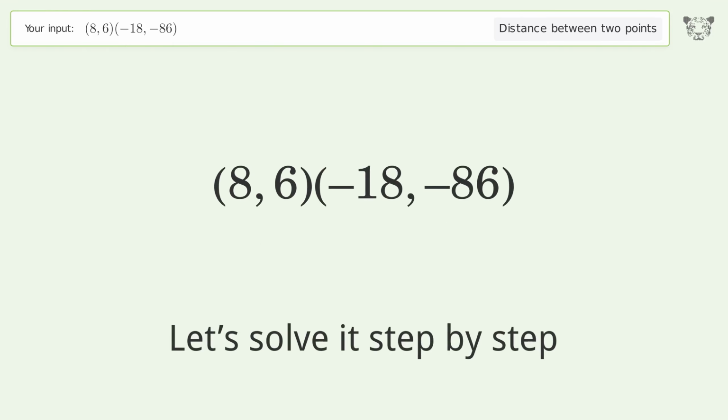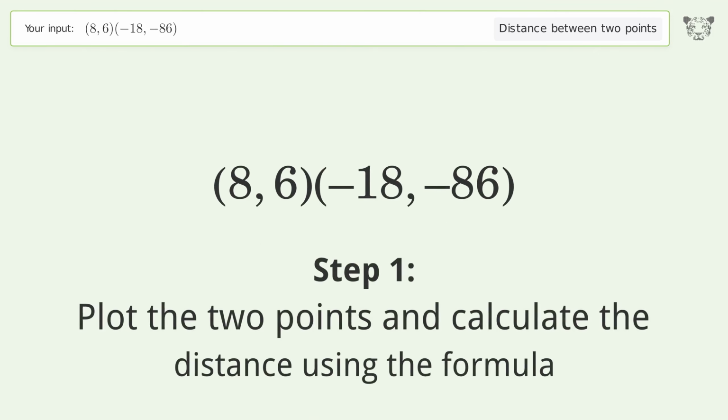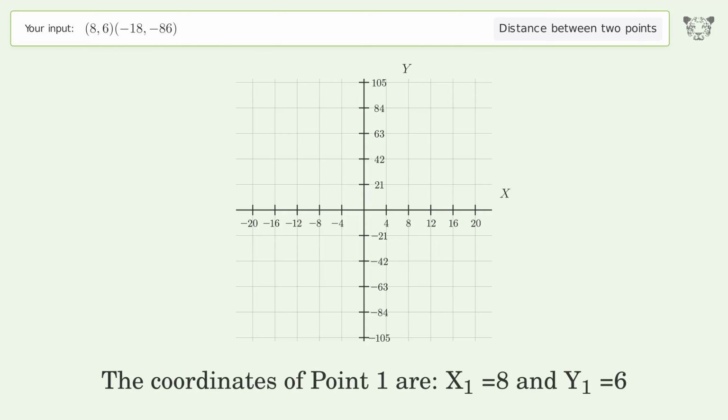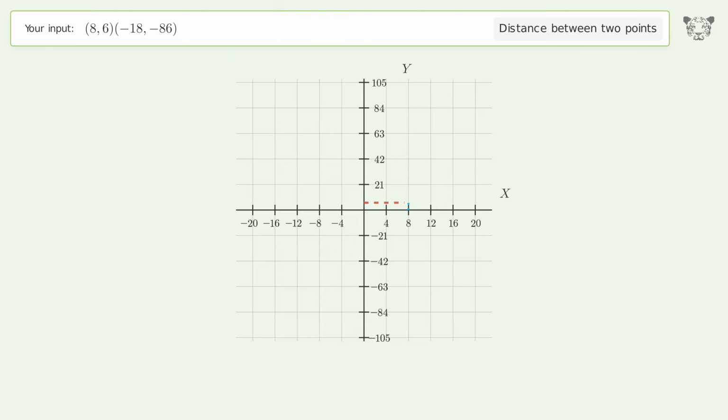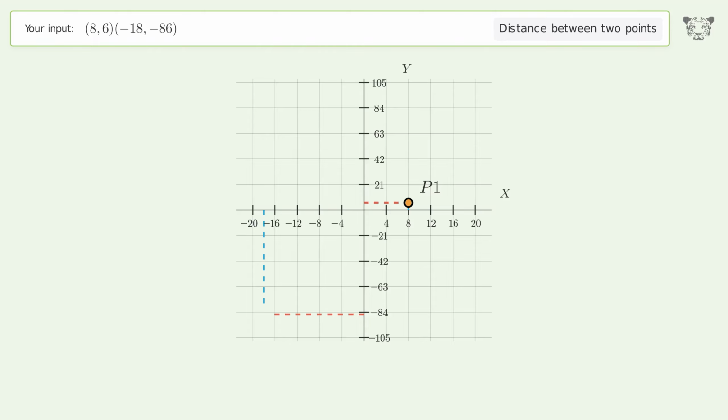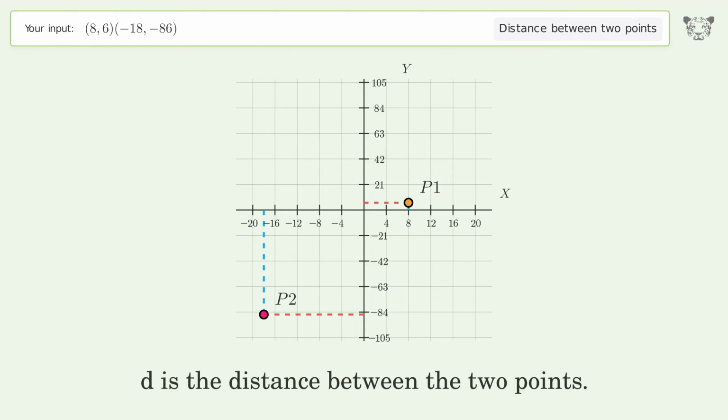Let's solve it step by step. Plot the 2 points and calculate the distance using the formula. The coordinates of point 1 are x1 equals 8 and y1 equals 6. The coordinates of point 2 are x2 equals negative 18 and y2 equals negative 86. D is the distance between the 2 points.